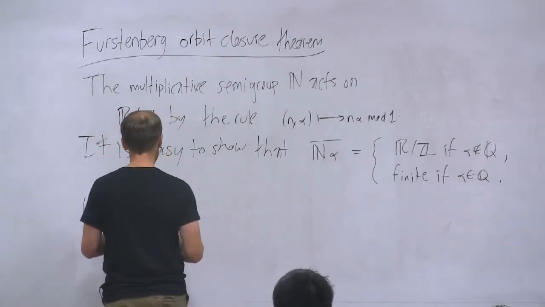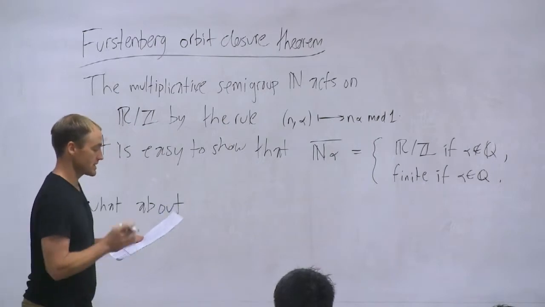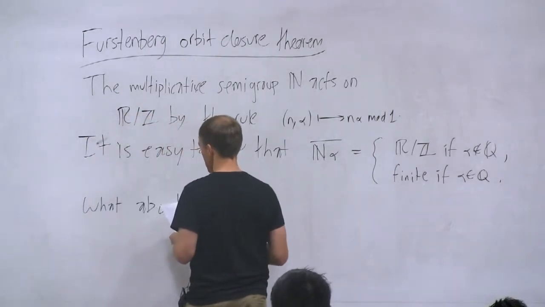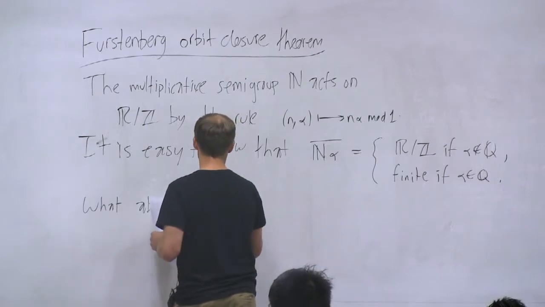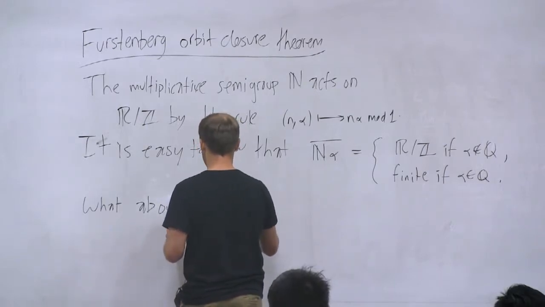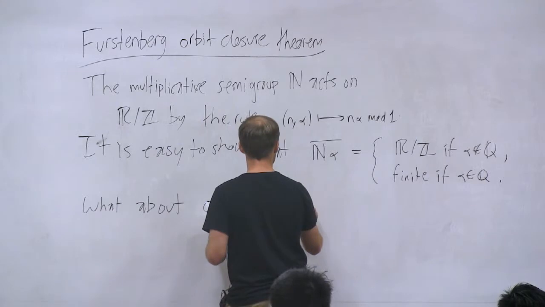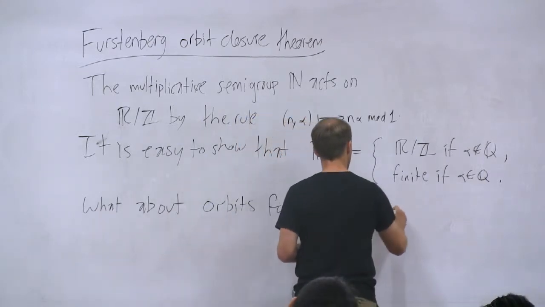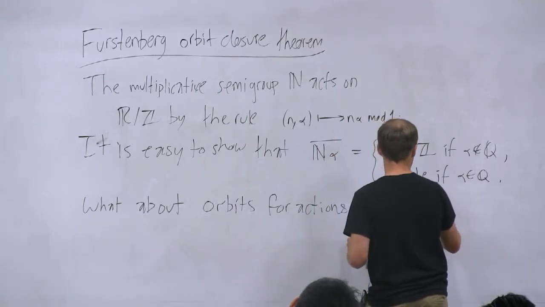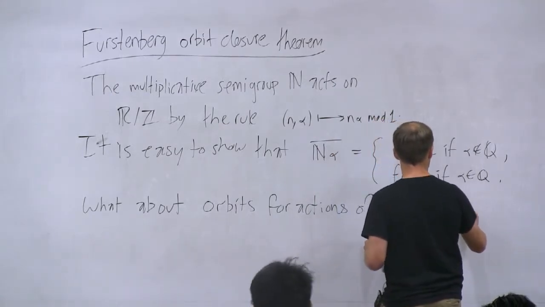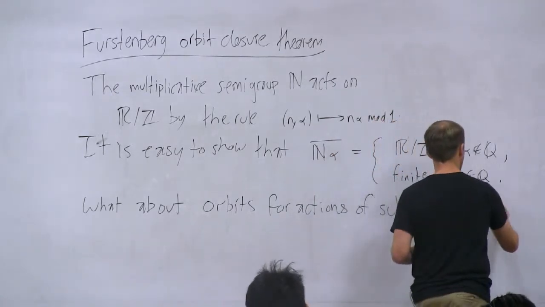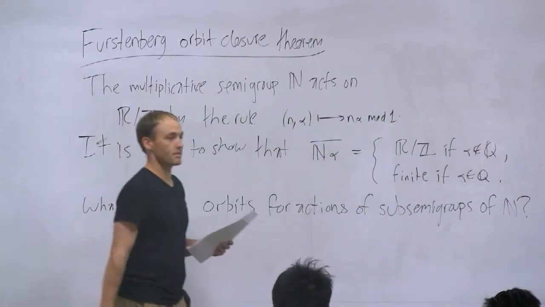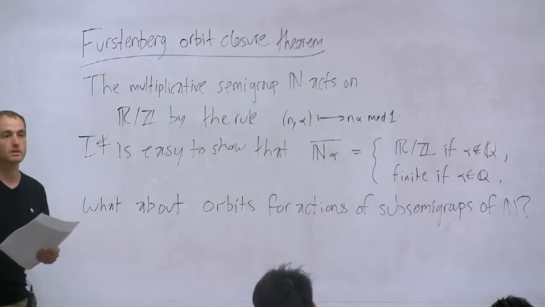What can you say? Now, this is the general question that I'm going to try to address. What can you say about orbits for actions of subsemigroups of the natural numbers? What about orbits for actions of subsemigroups? Well, this question turns out to have a really nice, clean answer.